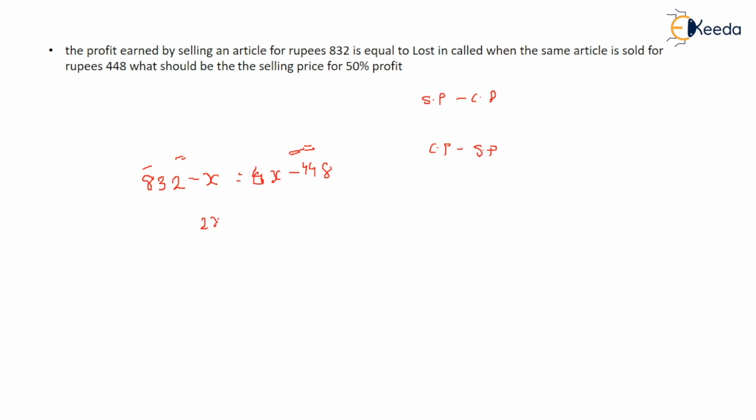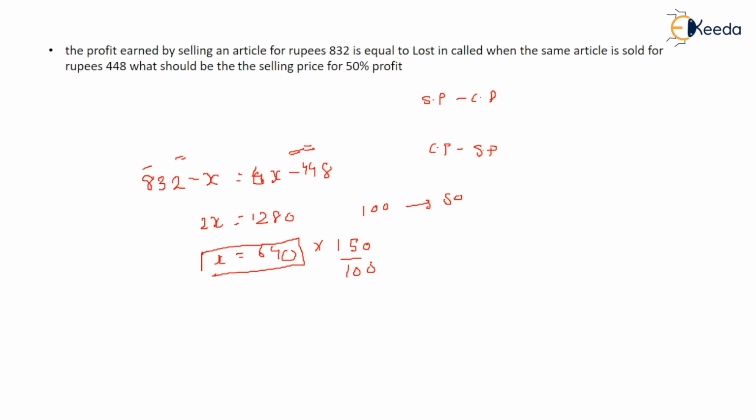So 2x equals 832 plus 448. It comes out to be 1280, and for x you will get the value 640. So 640 is the cost of the article, right? And if you have to make a 50% profit, you have to multiply. 50% profit means what? He always has 100, and he needs to add 50 extra. So multiply by 150 by 100. When you do this, you will get to know the answer.